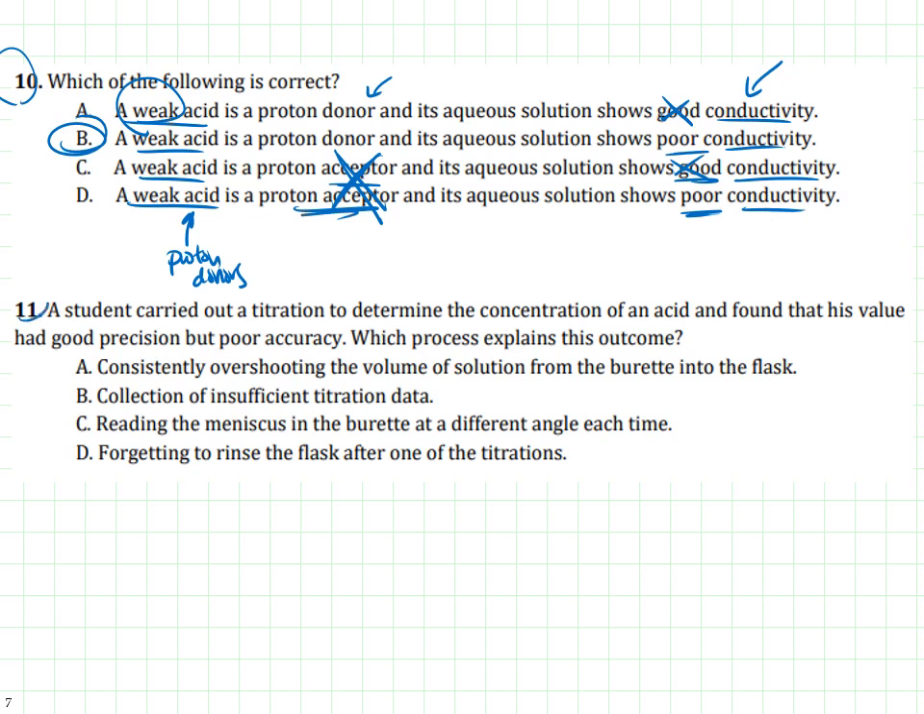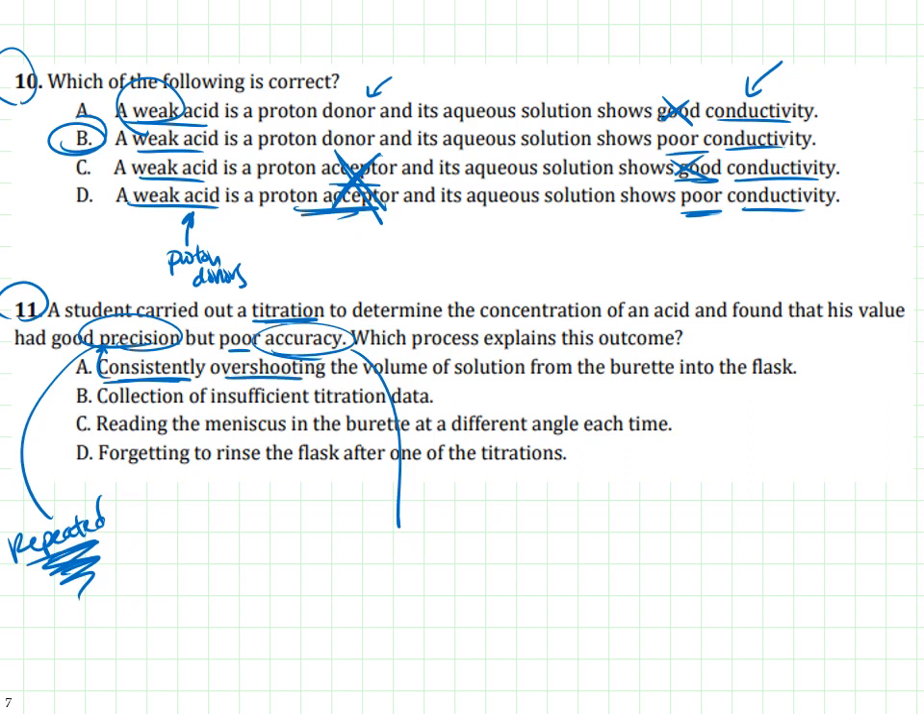All right, last question, number 11. We have a titration to determine the concentration of an acid and found that the value has good precision but poor accuracy. Remember that precision is we have data that is repeated. So lots of the same values over and over and over. Accuracy means that we have the actual value, but we have poor accuracy. So we have gotten the wrong value over and over and over again. So consistently, which would give us that precision, doing the same thing over and over again, overshooting the volume is going to give us the wrong answer.